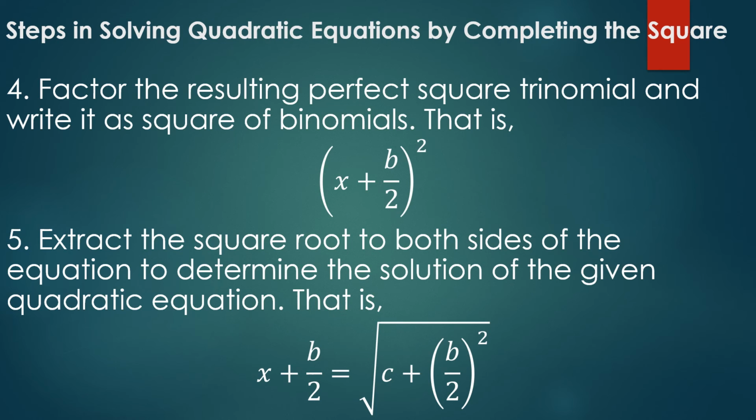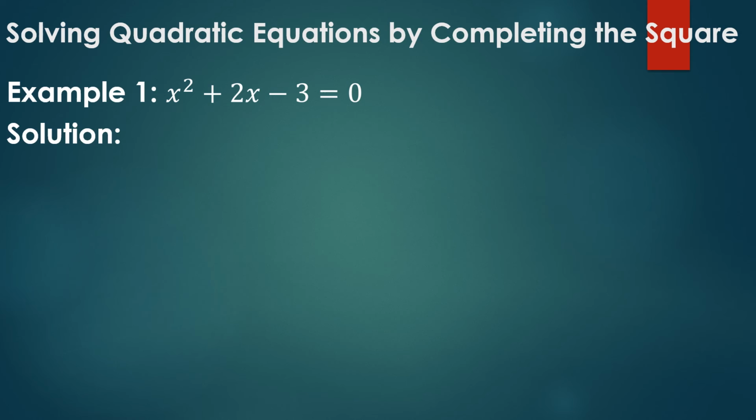So let us solve problems by using completing the square. Let us solve example number 1. X squared plus 2x minus 3 is equal to 0. So step-by-step process tayo. Step 1, we have to make sure that the value of our a is equal to 1. As you can see on the example, the value of our a is equal to 1. Therefore, there's no need for us to divide the whole equation by the value of a, because we can now proceed to step 2.